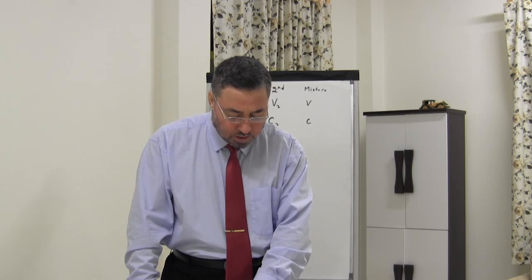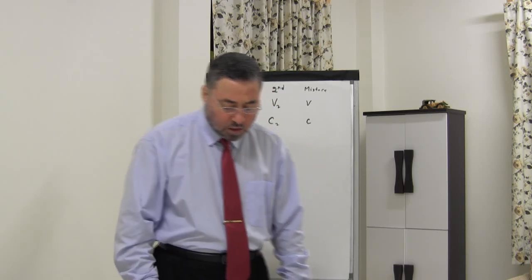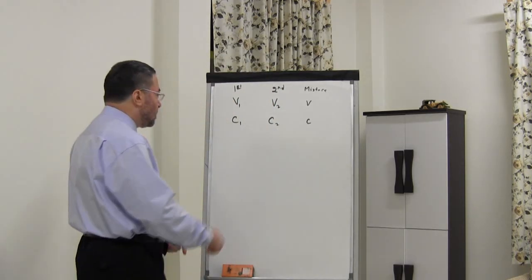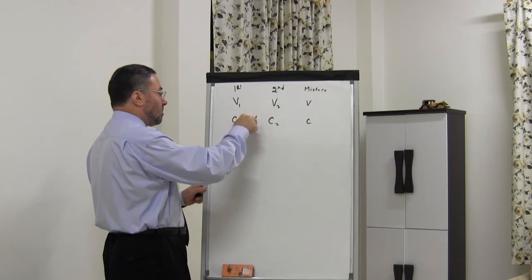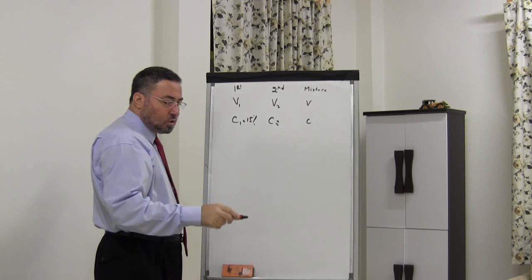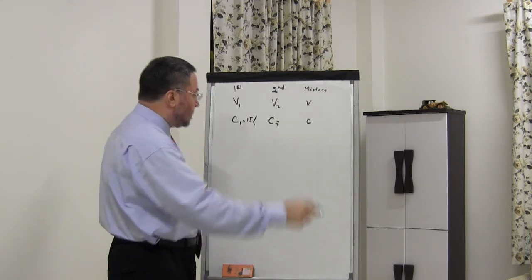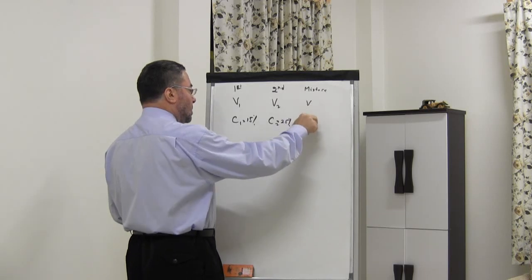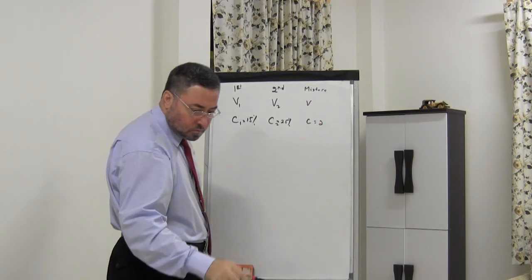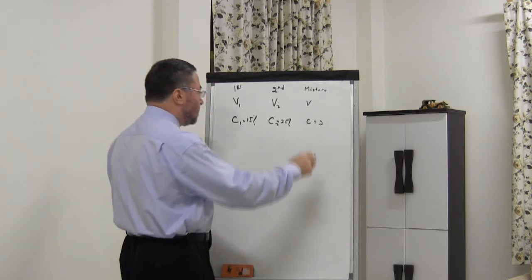Starting with number 6: a 15% acid solution is mixed with a 25% acid solution to obtain 20 gallons of a 21% acid solution. So here we have first 15%, solution number 1, and solution number 2, 25%, and the mixture is 21%.